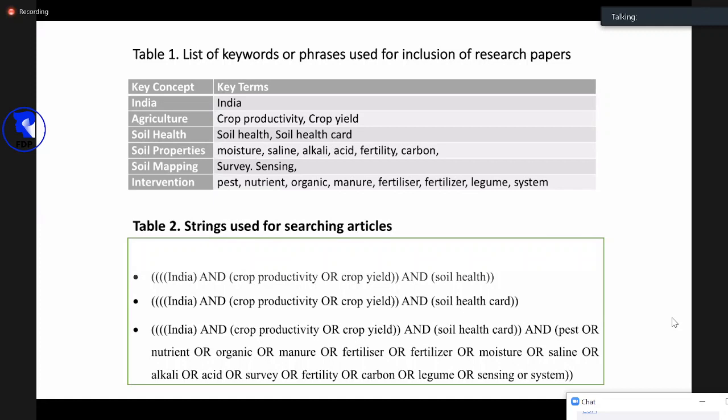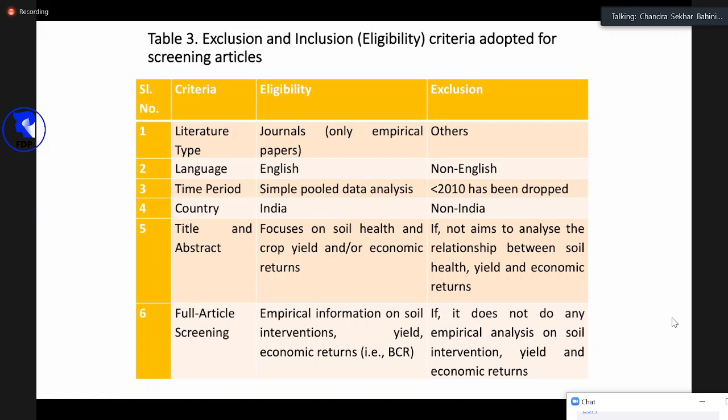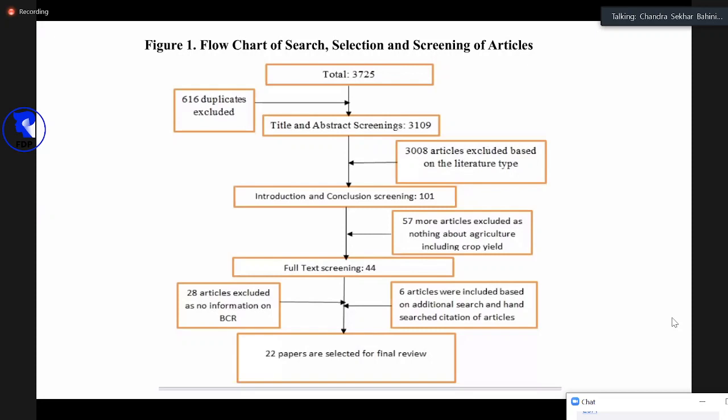Okay. So now basically while doing this search, they selected the keywords. Then we have used the same kind of inclusion and exclusion criteria, okay, to select the articles. Okay, so while doing the search, we ended up with 3,725 articles. Since we have searched in three, four search engines, we identified, okay, 600 articles are duplicates, which basically repeatedly appeared. Then we have gone through the title and abstract of 3,100.